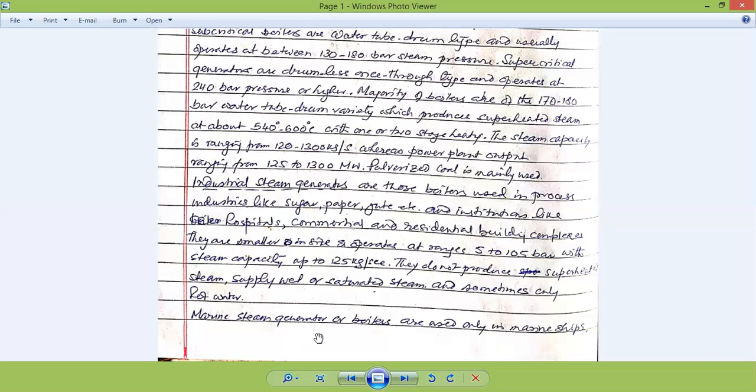Next, let us go to the marine steam boiler. These boilers or generators are used only in marine ships.